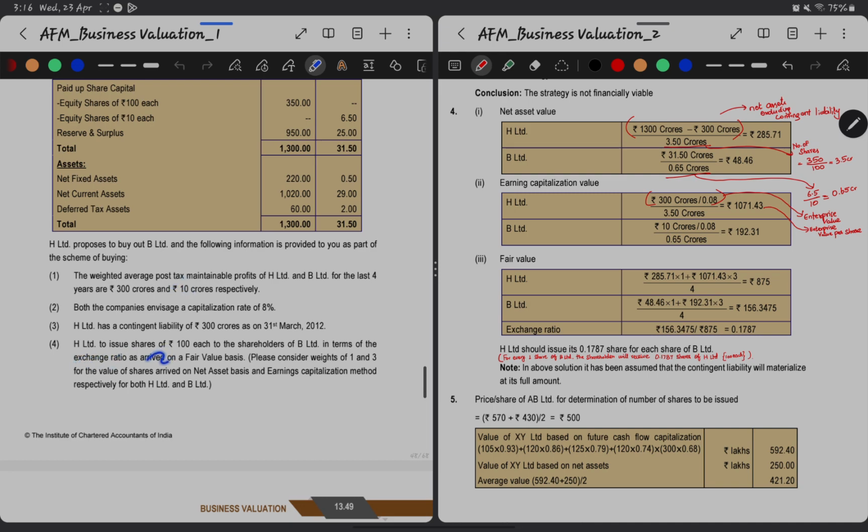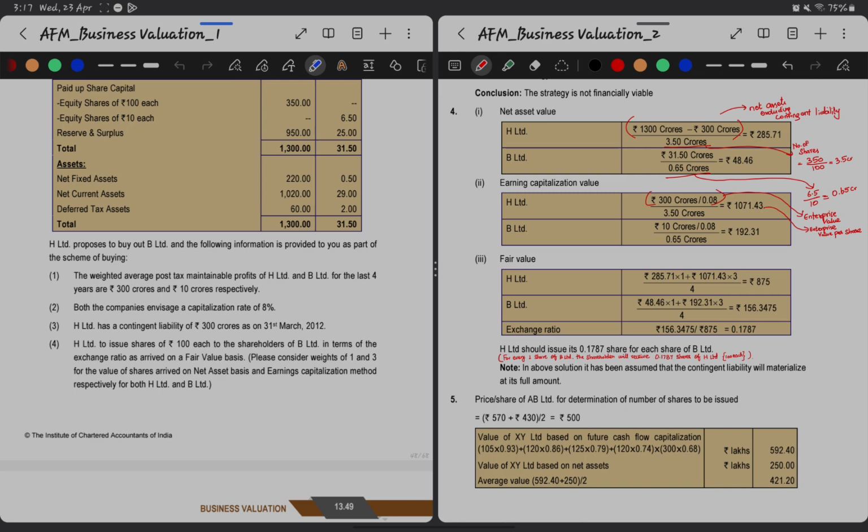H Limited is to issue shares of 100 each to the shareholders of B Limited in terms of the exchange ratio as arrived on a fair value basis. Please consider weights 1 and 3 for the value of shares arrived on net asset basis and earnings capitalization method respectively for both H Limited and B Limited. So this para says that for the acquisition of B Limited, H Limited is not giving any cash, it's giving its own company shares, but there should be some exchange ratio, right?